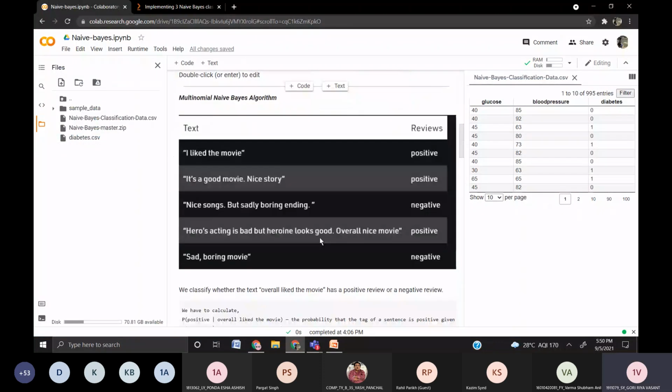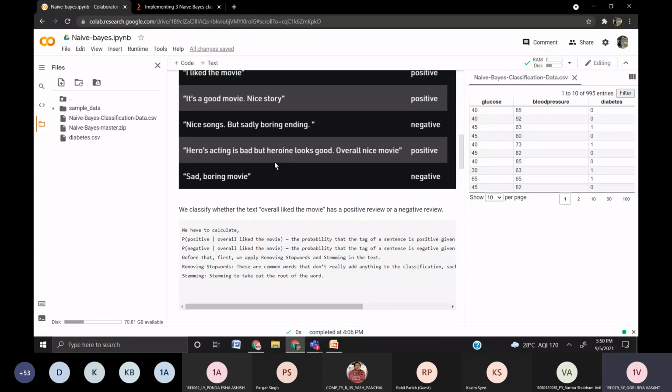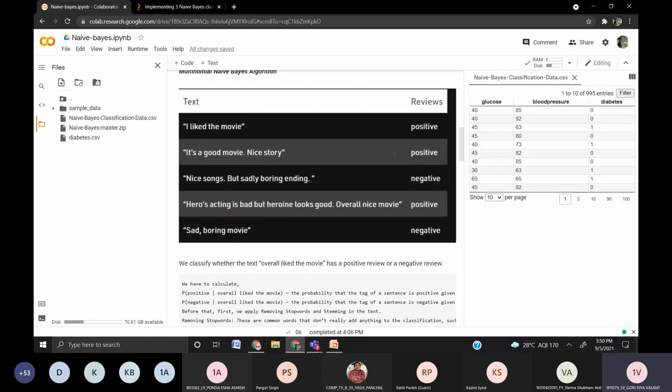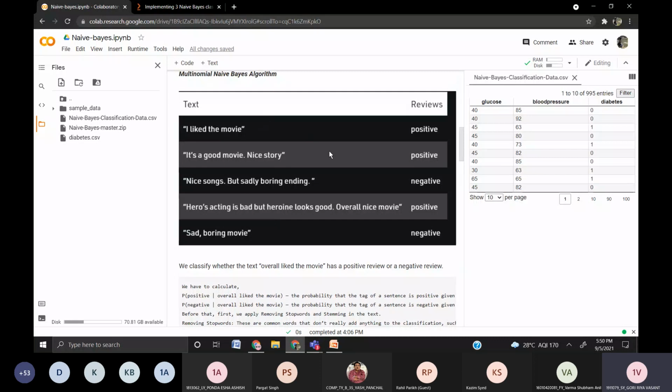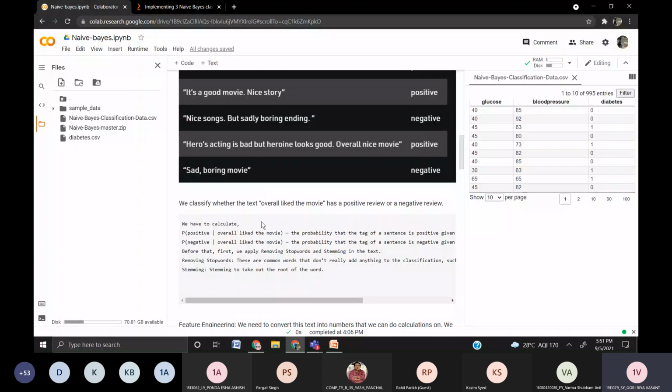This is the small data set we'll be using. This is a hard-coded data set. If you are classifying a review as positive or negative for a movie, if it's I like the movie, it will be positive. But sadly boring ending, that will be a negative review, right? Sad and boring movie is again a negative review. Suppose we have to classify this sentence, overall like the movie. How would we classify that as positive or negative?